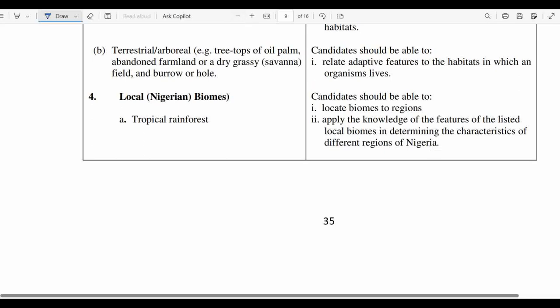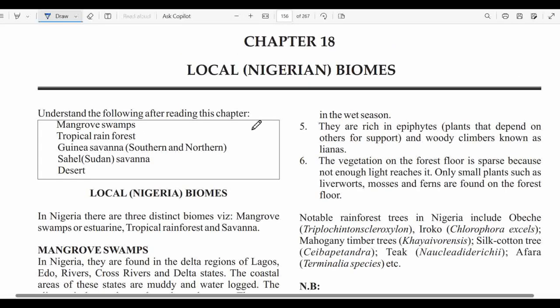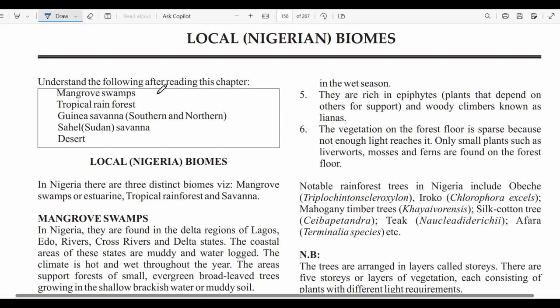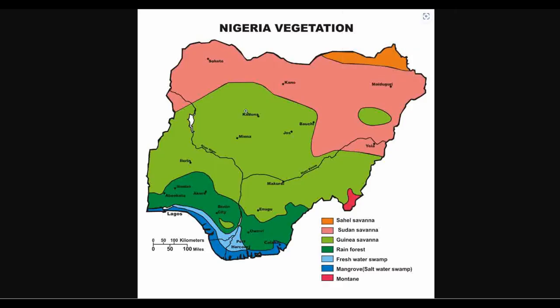Now let's go back to our book. That's chapter 18 of Explicit Biology, which is a book for this JAMB exam. Now it says, understand the following after reading this chapter: a mangrove swamp, a tropical rainforest. We mentioned a bit of all of this in the previous topic, talking about habitats, aquatic and terrestrial habitats. But in this video, we'll now be taking a closer and in-depth look at what we mentioned briefly in the last video. For these, I'll refer you to this diagram or this picture, and that would do justice to my explanation.